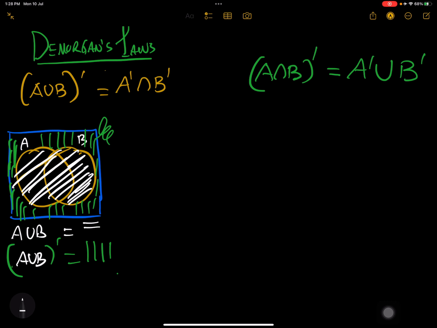Can you see that? It's white. So this is our answer. This is what we are interested in, this one here. The shaded region is the green. That is A union B complement. Now let's look at this side here.